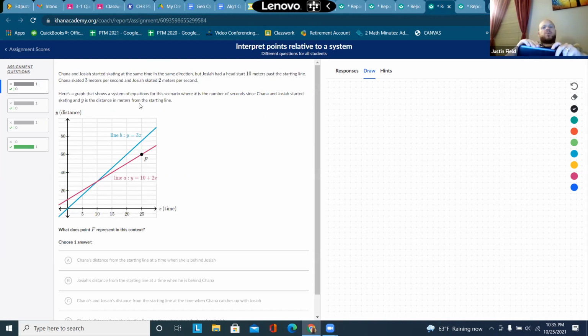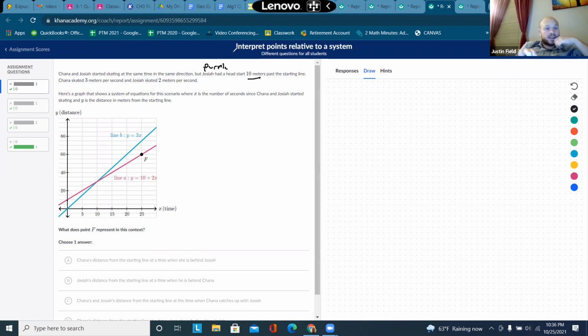All right, interpret points relative to a system. Let's look at this one. Chana and Josiah started skating at the same time in the same direction, but Josiah had a head start of 10 meters past the starting line. Sounds like his y-intercept. Yes, this is Josiah. He's the purple line, because we can see that y-intercept of 10.